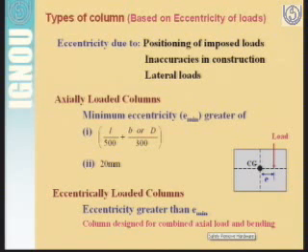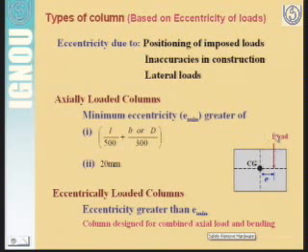Now I was discussing the types of columns based on the slenderness ratio. That is one criterion. Another criterion for classifying columns is based on eccentricity of loads. When we talk about eccentricity of load, the first question that comes to mind is what this eccentricity of load is. If you see this picture here, this is a column section, and CG, this black dot, is the center of gravity or the centroidal point of this section.